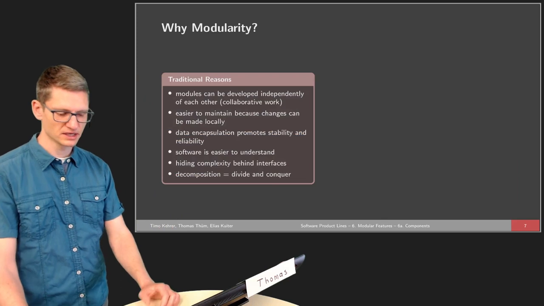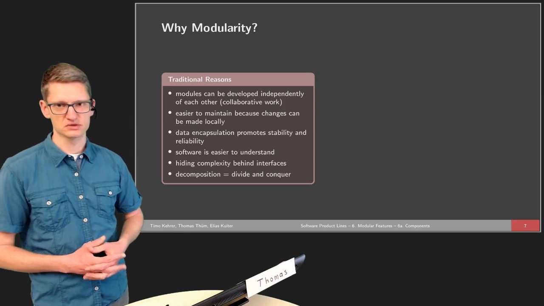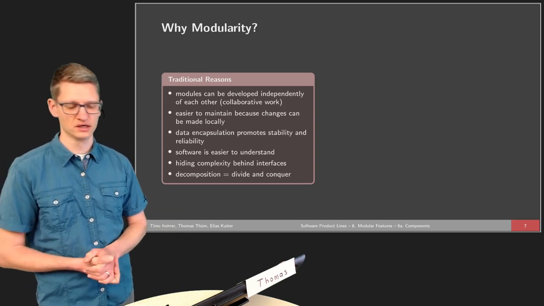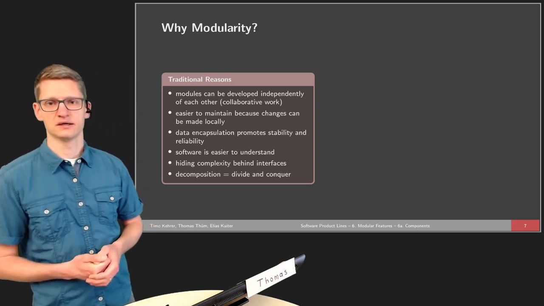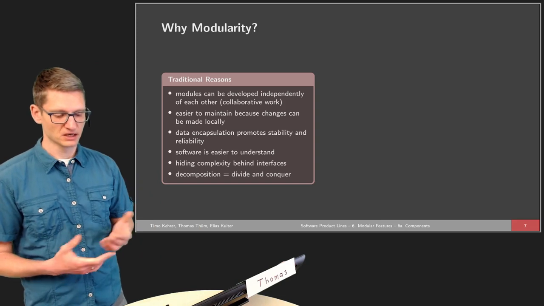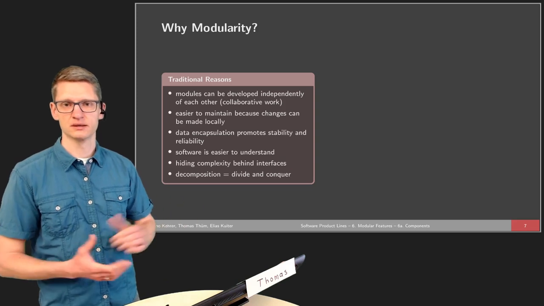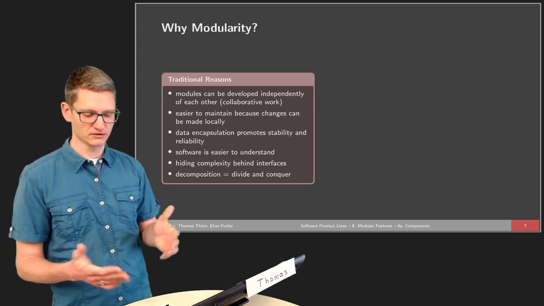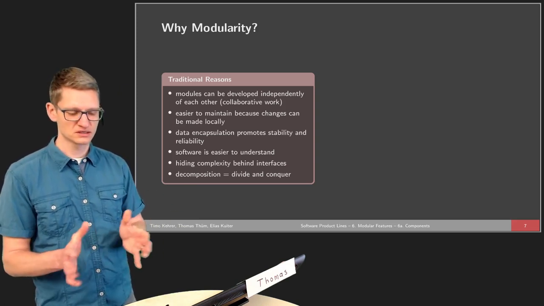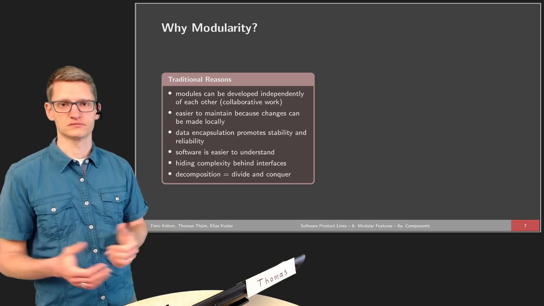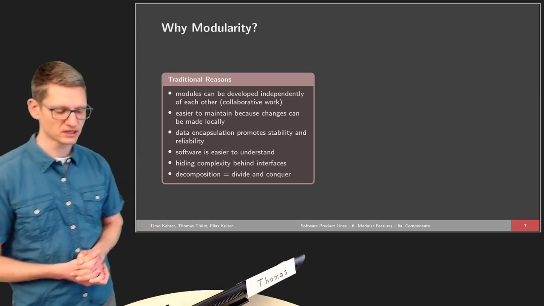So why modularity? There are traditional reasons. Modules can be developed independently of each other, at least to some extent, depending on their cohesion. They're easier to maintain because changes can be made locally, especially if we have high cohesion. Data encapsulation promotes stability and reliability: if we can encapsulate certain details within a module, we can change it more freely and the outside will not be so much affected.